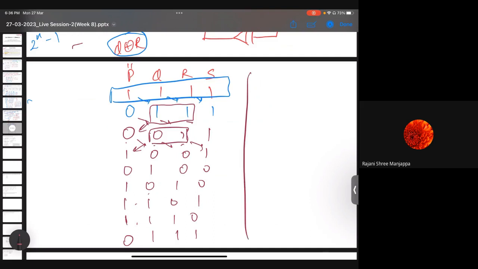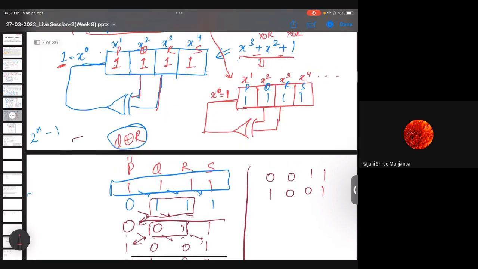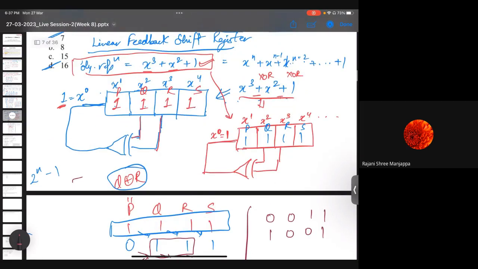Okay, so 0, 1, 1 again, 0, 0, 0, 1. It is again 1. Okay, it is getting repeated here, the last two bits. Okay, I've done something wrong, I guess.